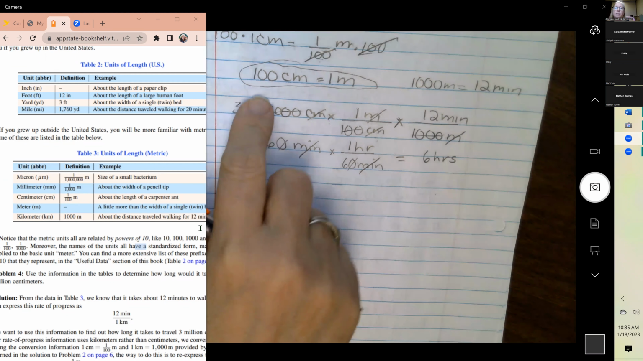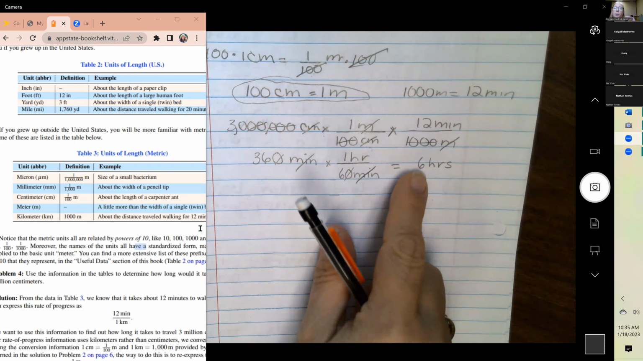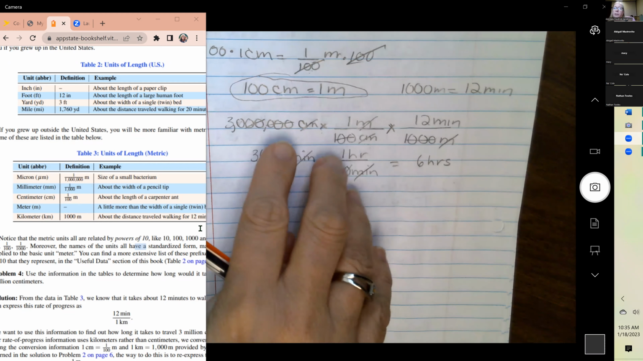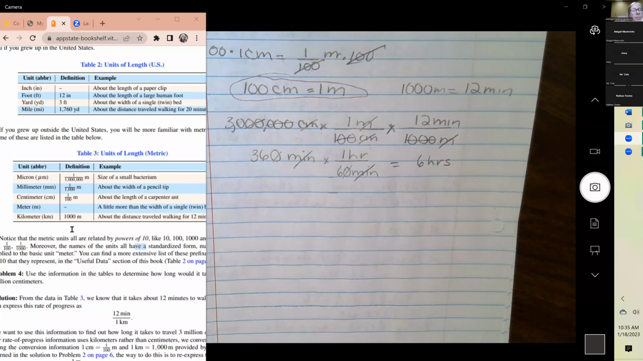What we did was humanize the problem because we got it to a smaller unit. We also converted it from distance to time by understanding that you could walk a kilometer in 12 minutes.